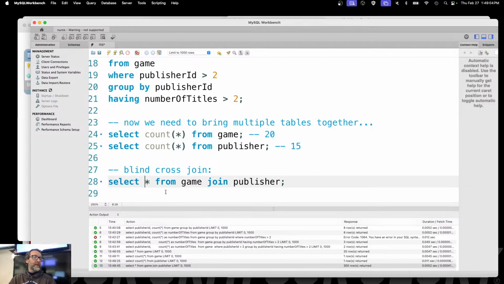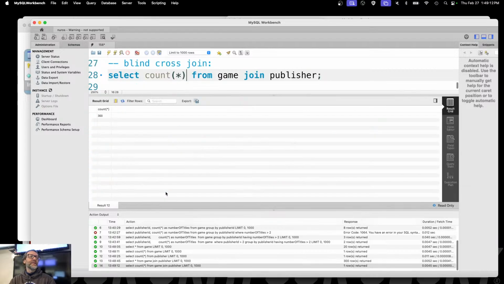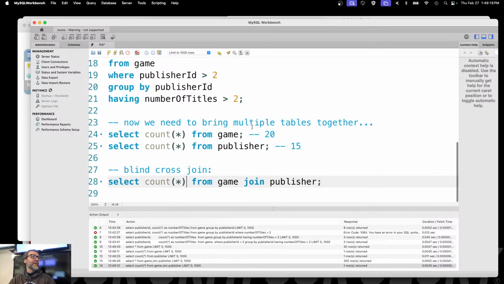But let's go ahead and count these. What's your prediction? How many things were actually in there? 15 times 20 is 300? Yeah. Why? 15 cross 20, just like our A and B sets. A cross B, the cardinality is going to be multiplied together. This is a small database, right? 300 elements, or 20 times 15, that's nothing.